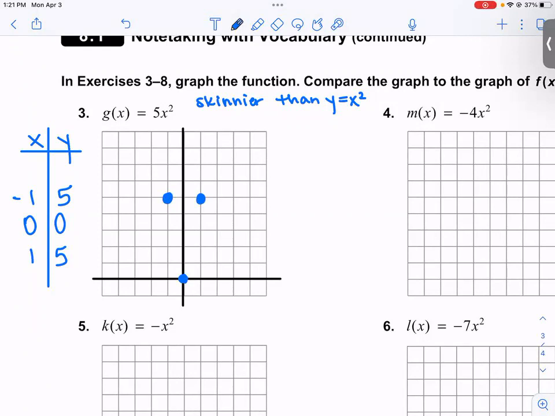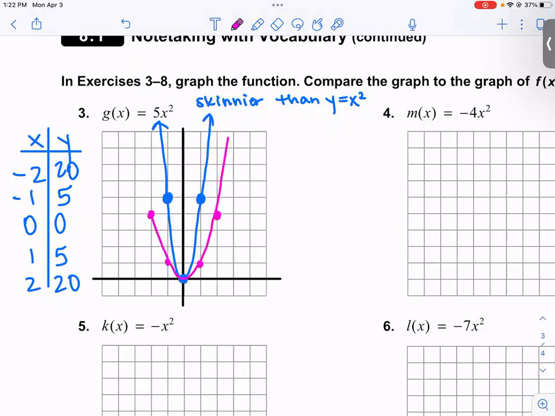Now, I would love for you to be able to plug in -2, but when we plug in 2, we get 20, don't we? Yeah, right? Not crazy. Well, those aren't going to fit on our graph. So there's our graph, skinnier than... now I don't want you to draw this with me. This in pink would be y equals x squared.